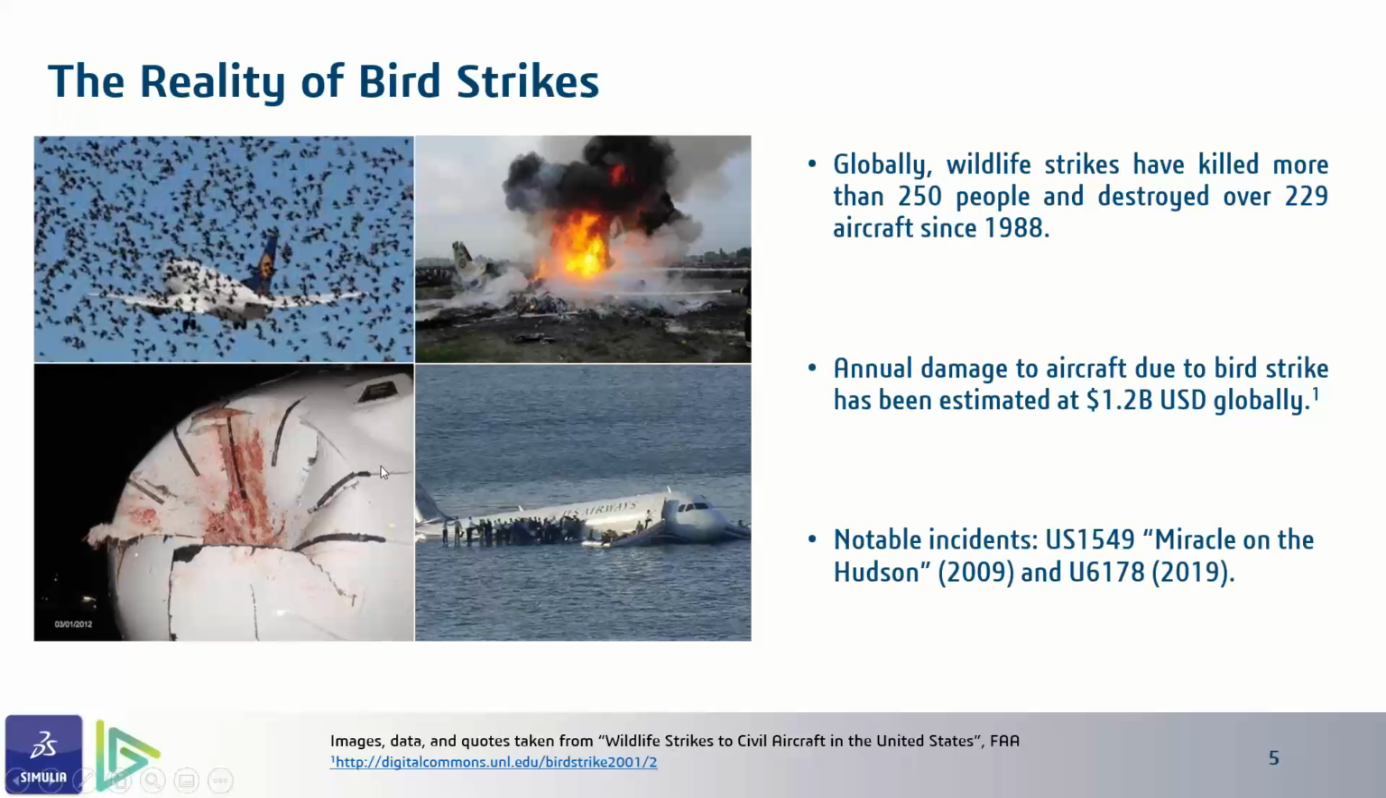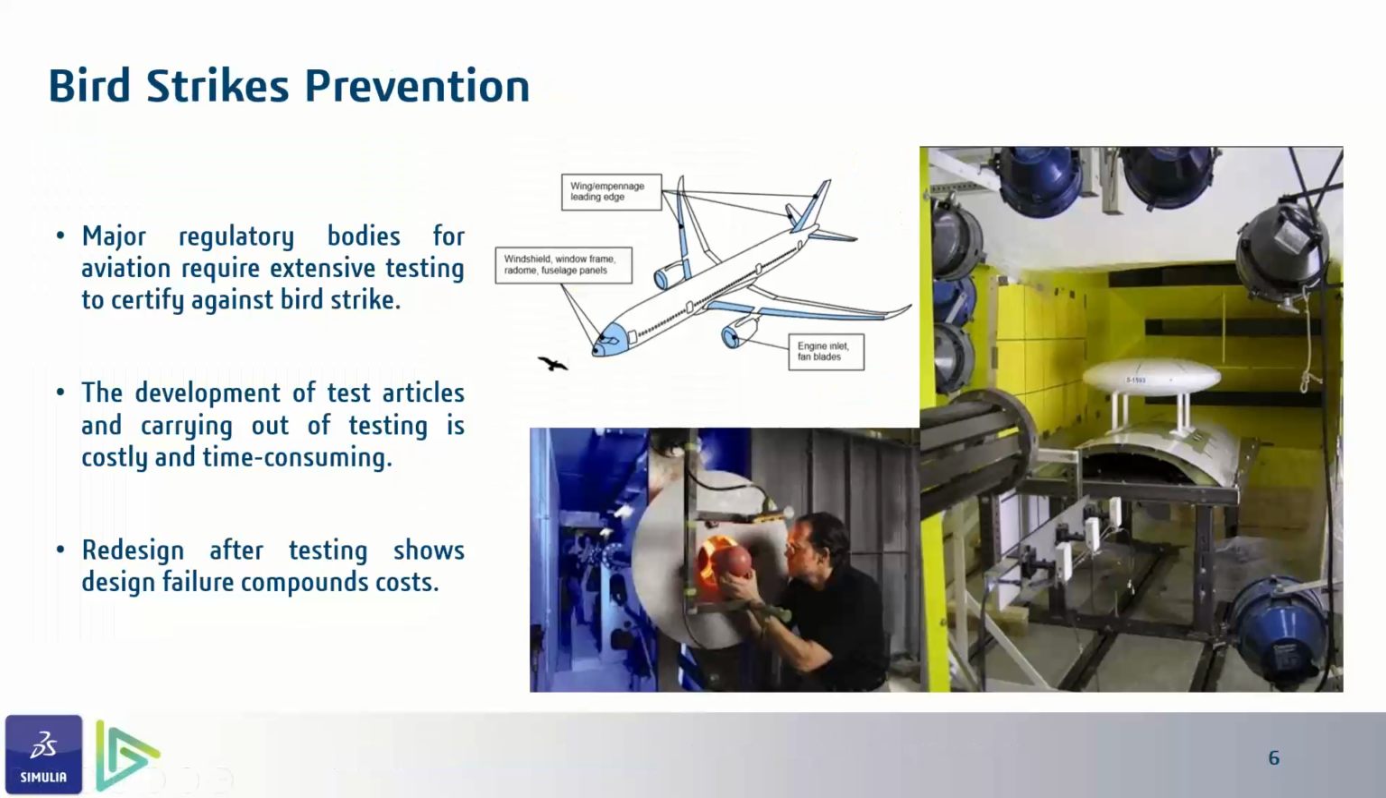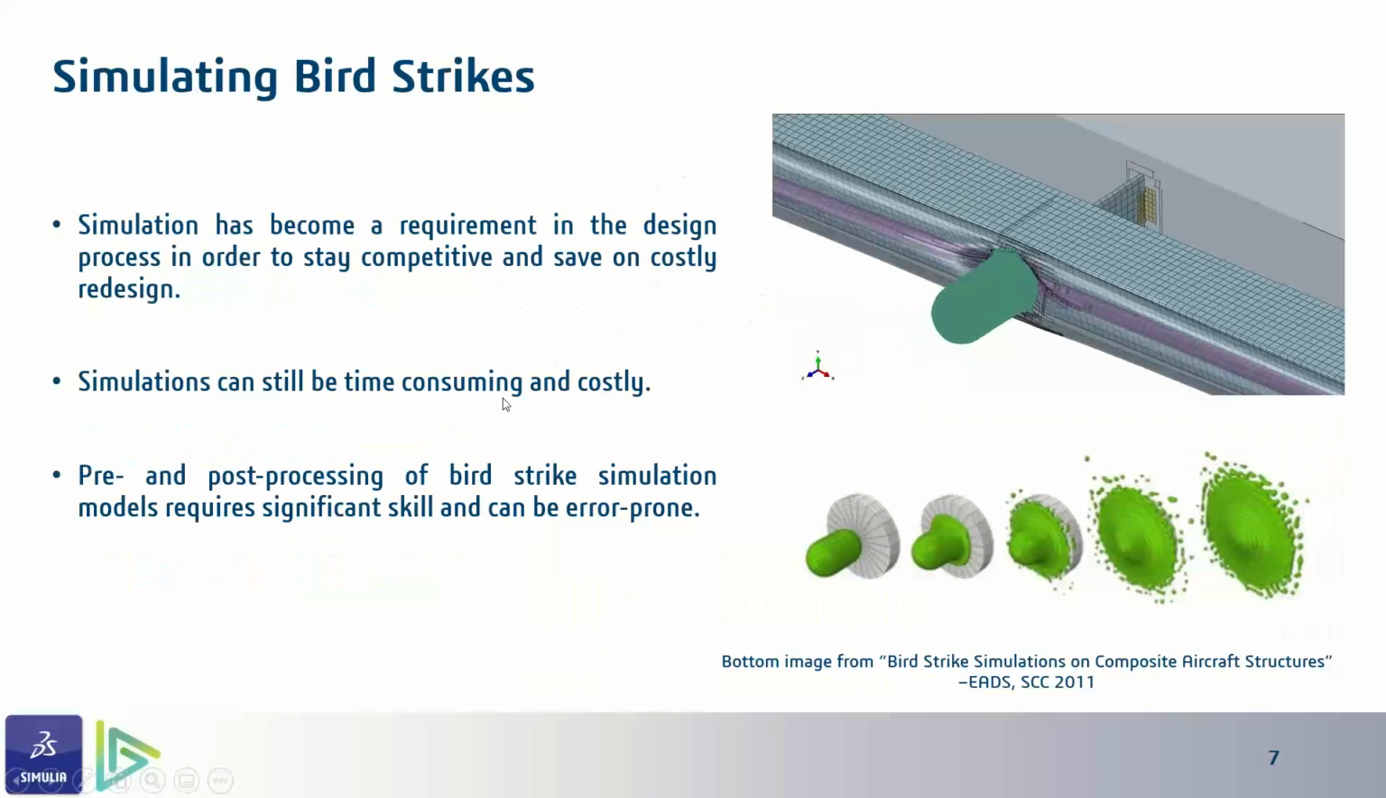Another approach is to do experiments as per the regulatory body, the Federal Aviation Administration. These physical certification tests are done with real birds, sometimes frozen chickens, and they're quite expensive and time-consuming. Now, in this webinar, we will not discuss any of these approaches, but rather the simulation part, on how we reduce experiments and complement them with simulation.